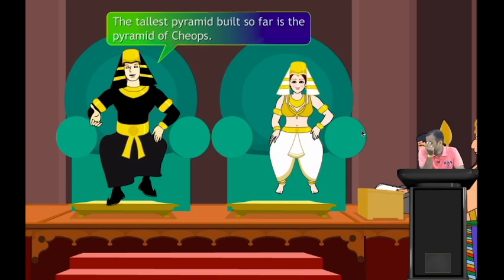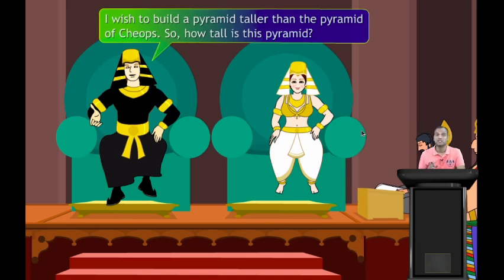Now he is the king of Egypt, and he was told that the tallest pyramid built so far is the pyramid of Cheops. Now there are some pyramids in Giza. I think you have all heard about the pyramids of Giza. So the tallest pyramid was the pyramid of Cheops. Now this king wants to build a pyramid which is taller than the pyramid of Cheops. So now he wanted to know the height of the pyramid.